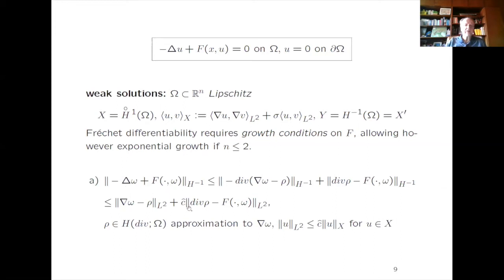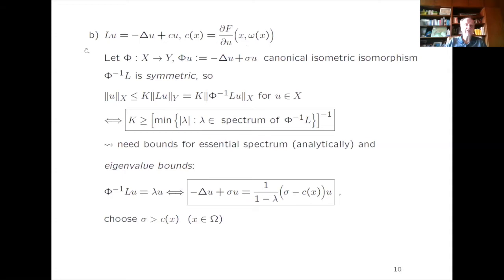Okay, so the next term which we have to calculate is a constant k, which bounds the inverse of this linear operator L. First of all, the linear operator L here has this form, minus Laplace plus c u, where this coefficient c of x is given by the derivative of the nonlinearity evaluated at the approximate solution. So that's the operator L, which is curly f prime at omega.